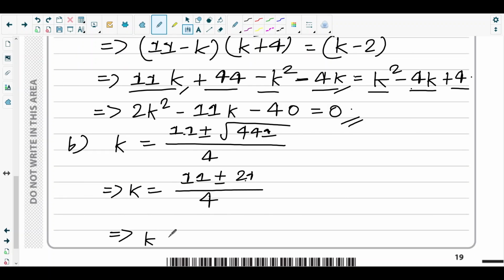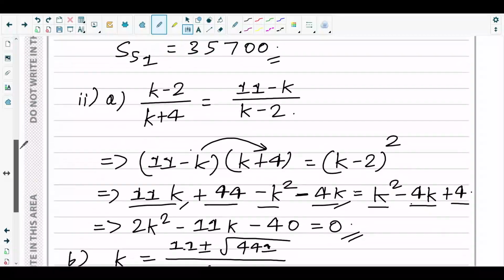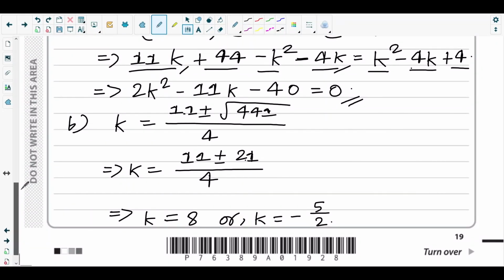So either k equals 11 plus 21, which is 32, and 32 over 4 is basically 8. Or k equals 11 minus 21, which is negative 10 over 4, which is negative 5 over 2. Now we have to consider which value of k will give a common ratio with modulus less than 1.